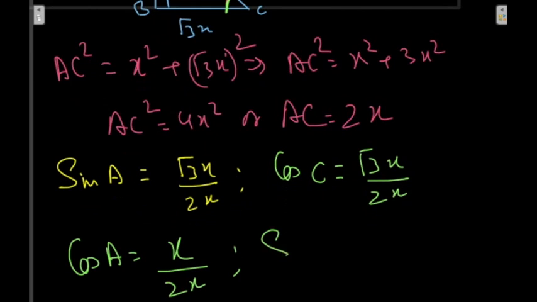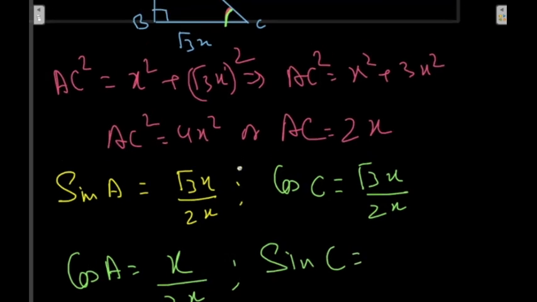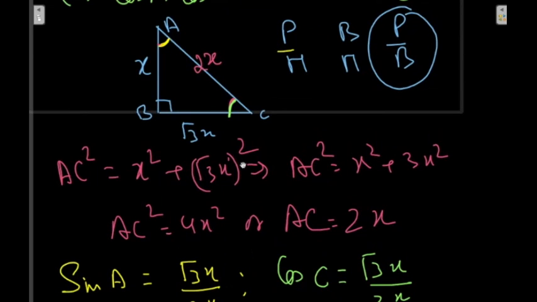And then we have to find sine of C. And what is sine of C? Perpendicular over hypotenuse. Now this looks pretty clear. This is the angle, so this is the perpendicular, and this is hypotenuse. Sine of C is going to be x over 2x.